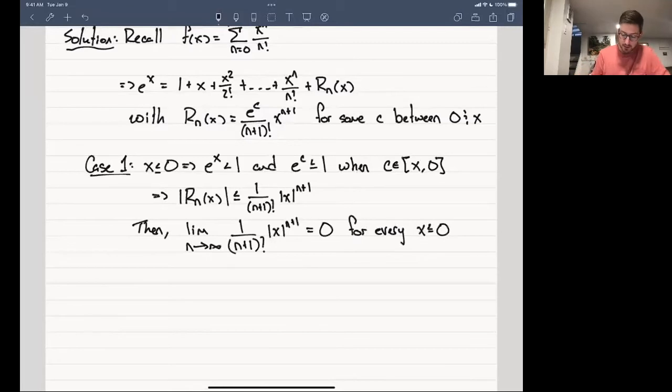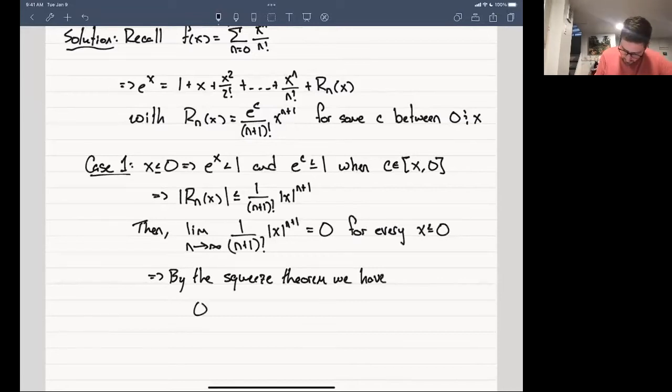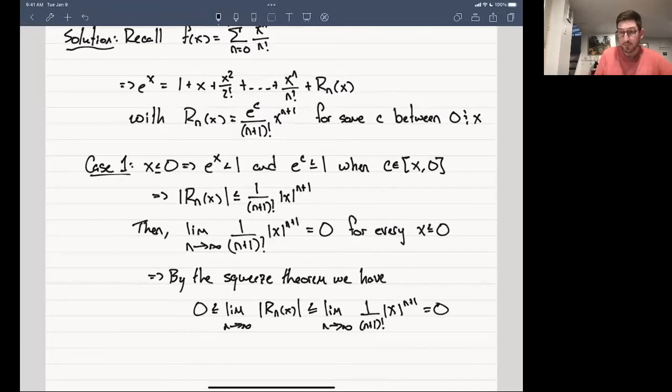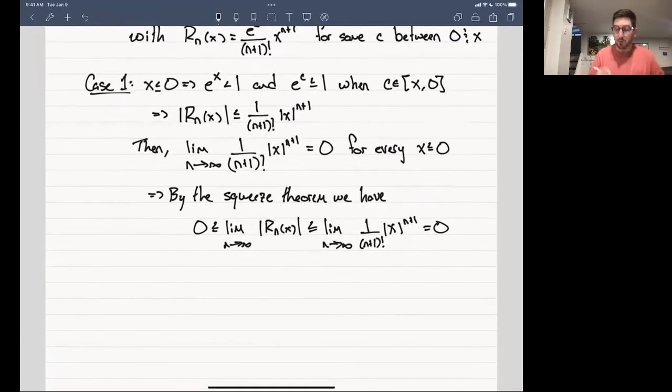That's what that tells us, because by the squeeze theorem, we have that 0 is less than or equal to the limit as n goes to infinity of Rn of x, which is less than or equal to the limit as n goes to infinity of 1 over n plus 1 factorial absolute value of x to the n plus 1, which is equal to 0. So that means that we have convergence for every x less than or equal to 0.